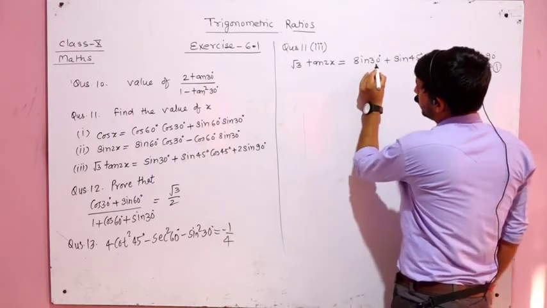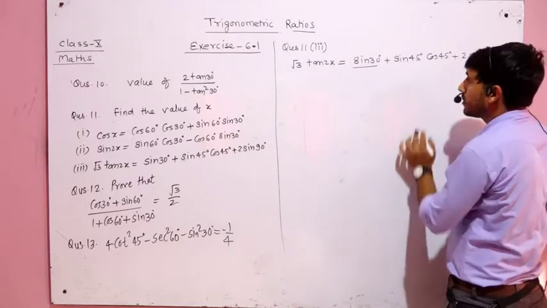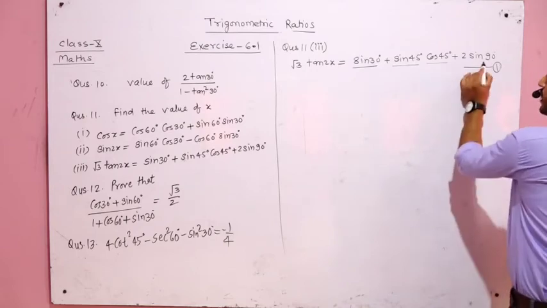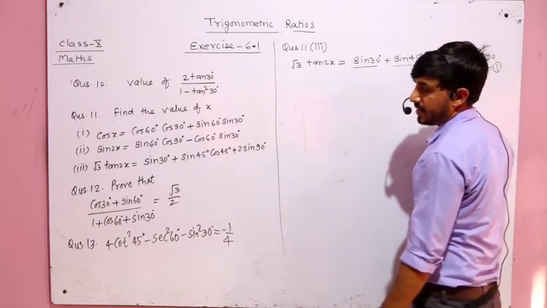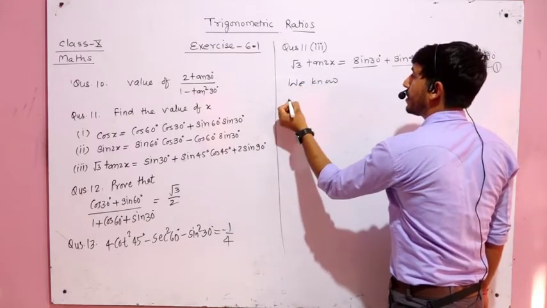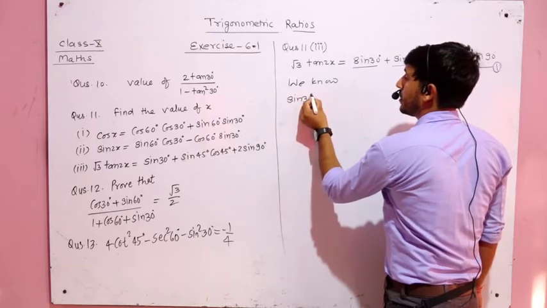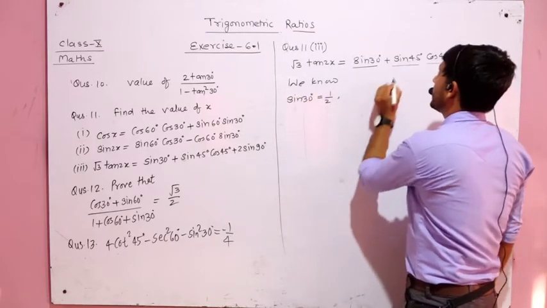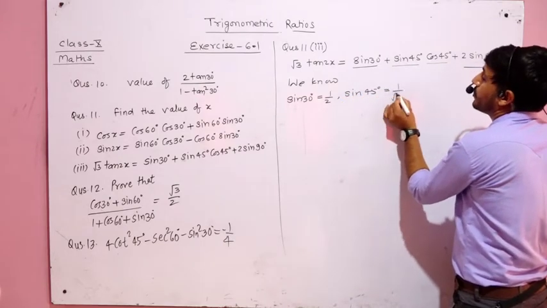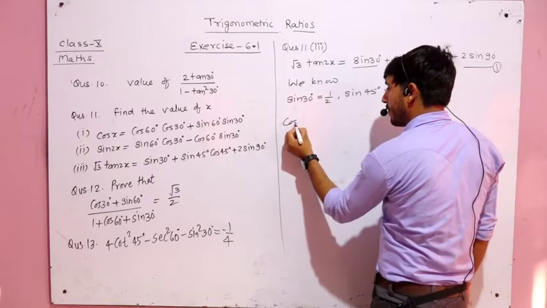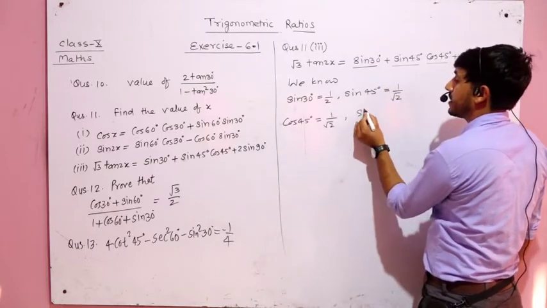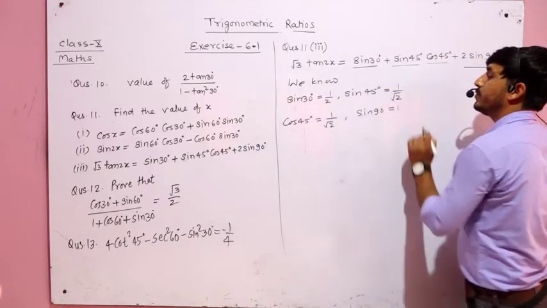As we know, we have to substitute the value of sin 30 degree, the value of sin 45 degree, the value of cos 45 degree, the value of sin 90 degree. And as we know, the value of sin 30 degree is 1 by 2. What is the value of sin 45 degree? Sin 45 degree is 1 by root 2. The value of cos 45 degree is 1 by root 2. And the value of sin 90 degree is equal to 1, as we know.